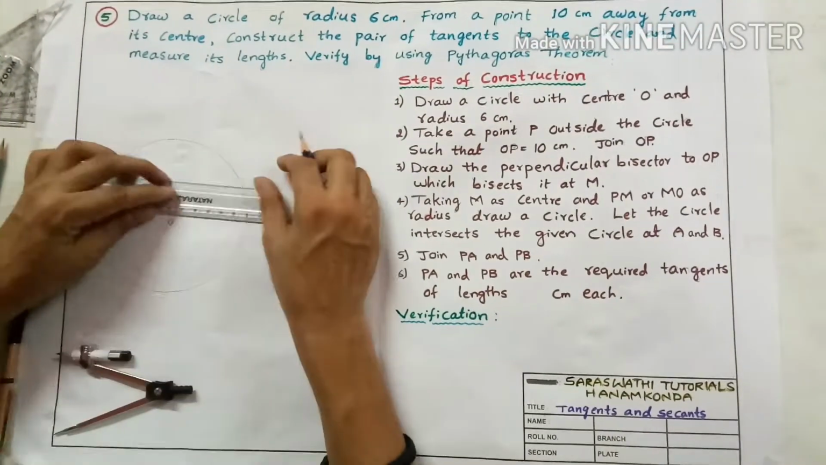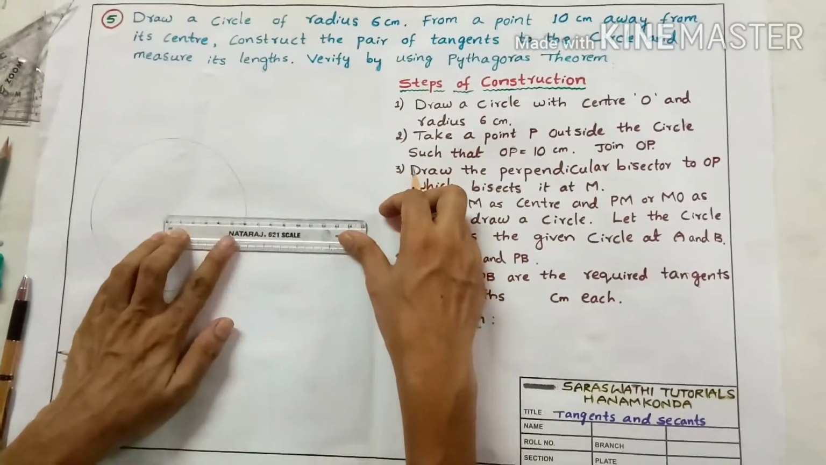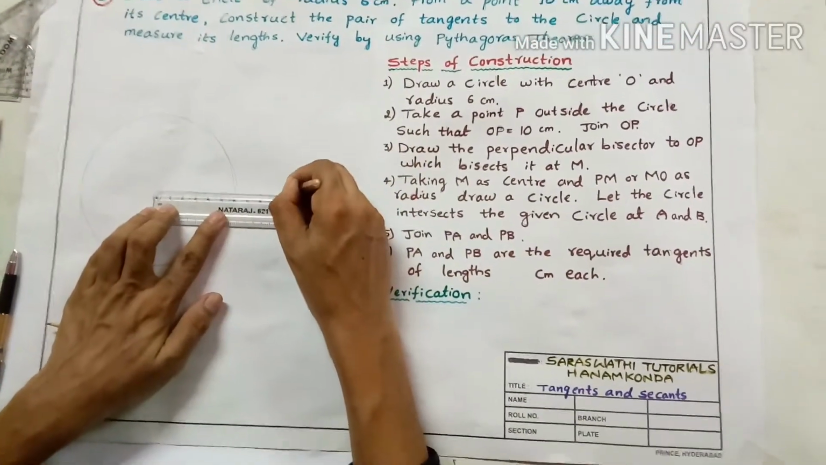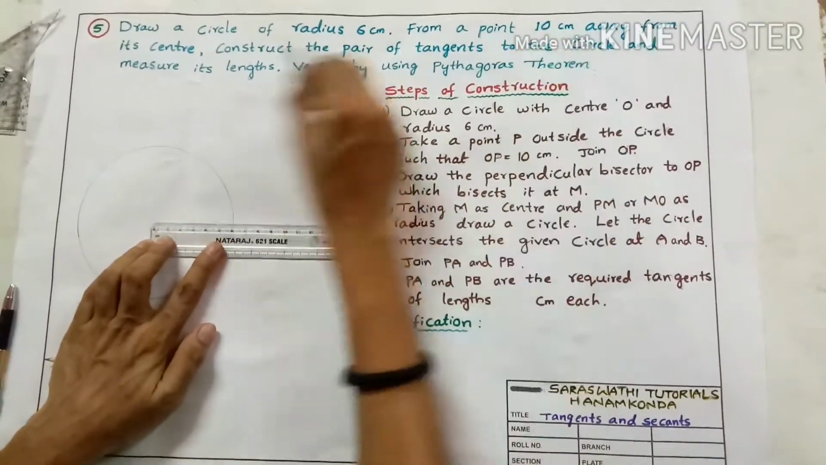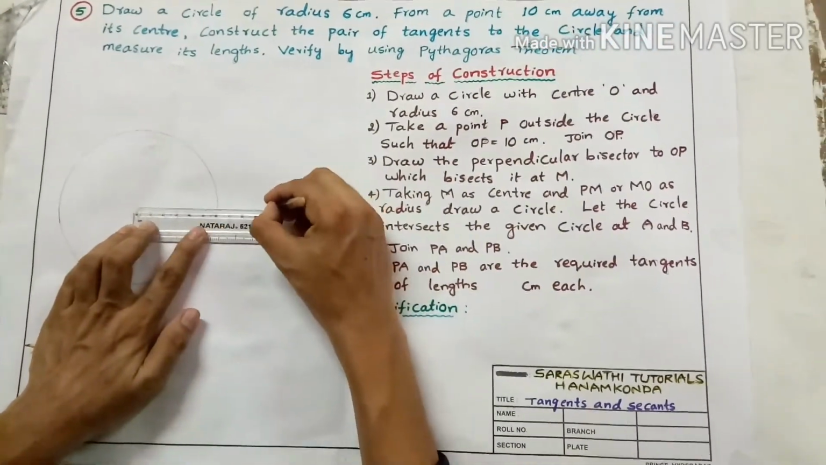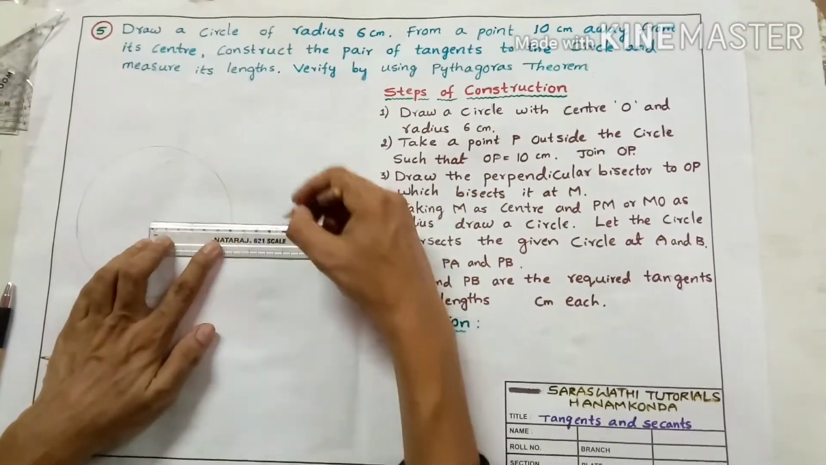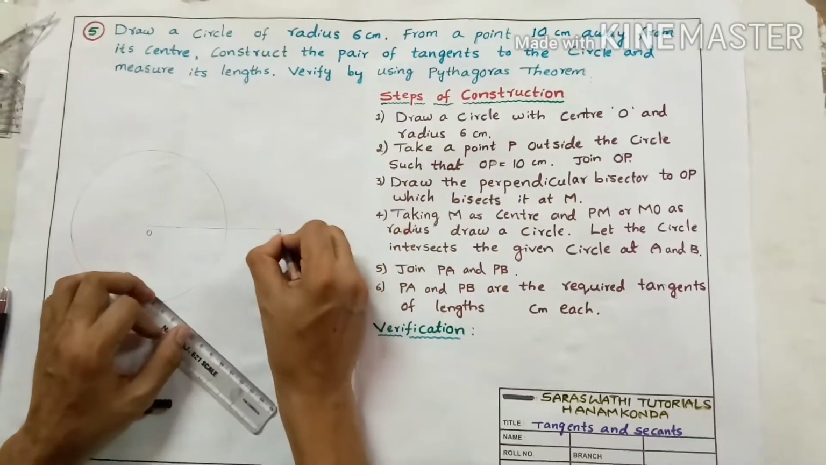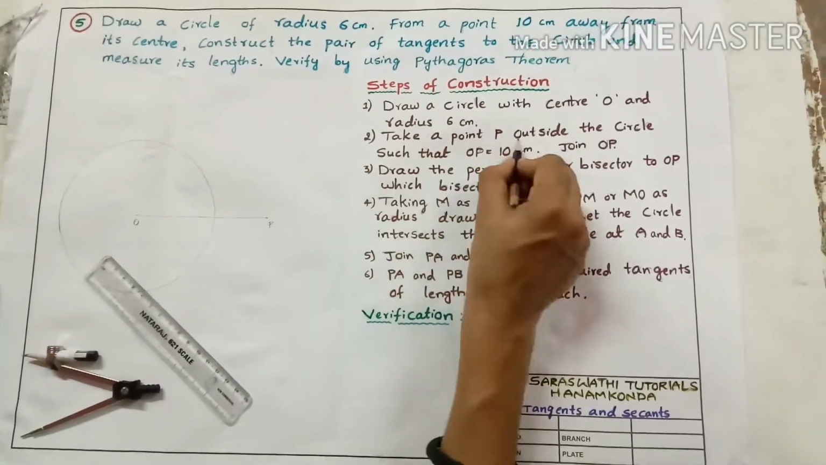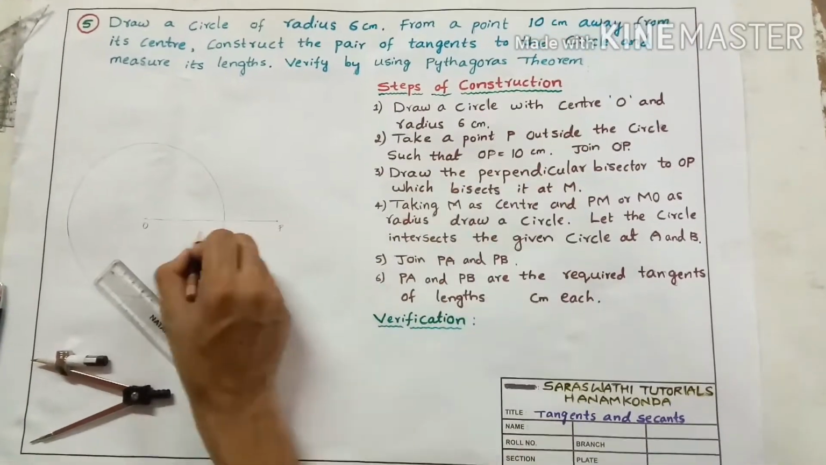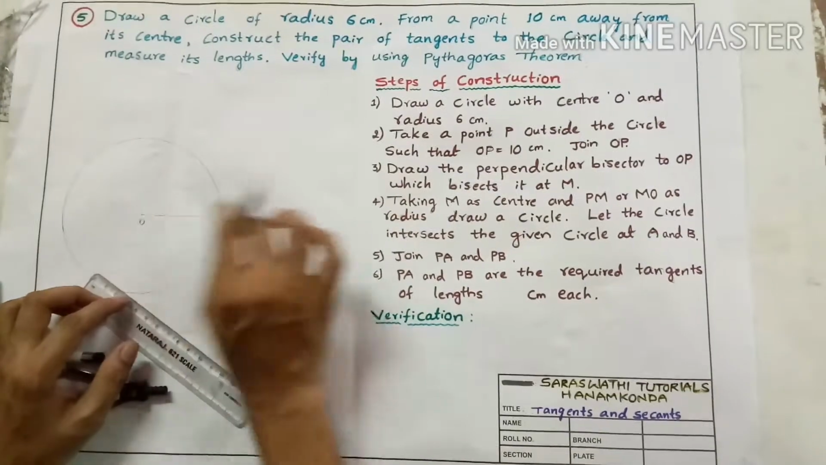So now, from O mark a point 10 centimeters away from the center. Since in the question it is given that the point is 10 centimeters away from its center, the point should be 10 centimeters away from O. Take a point P outside the circle such that OP is 10 centimeters. Next join OP. Have joined.